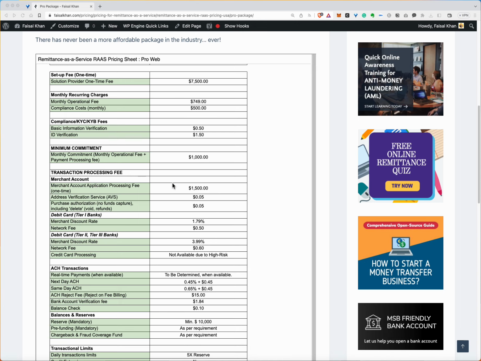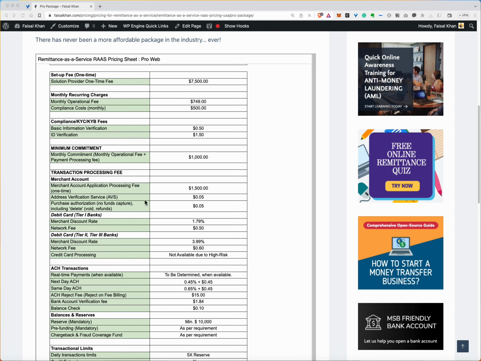Now let's come to the processing part. You have three options. You have the option of getting a merchant account, and that is $1,500. That's the fee. It's a one-time fee that's charged by the merchant acquirer. When you say, I want to accept debit cards, you can't just accept debit cards. You have to be approved by some merchant provider that is willing to provide you this service.